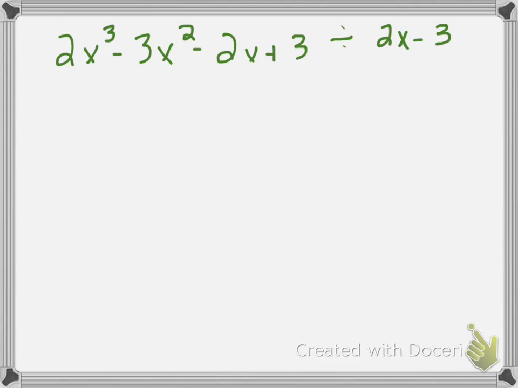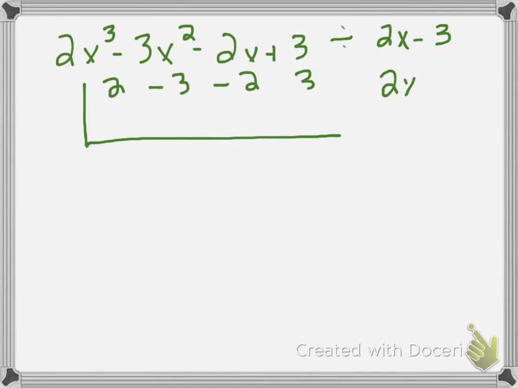Okay, so let's look back at synthetic division when we're only doing synthetic division. We're not looking for factors. So we have the problem 2x cubed minus 3x squared minus 2x plus 3, and we're dividing it by 2x minus 3. So we're just going to set up synthetic division like normal.